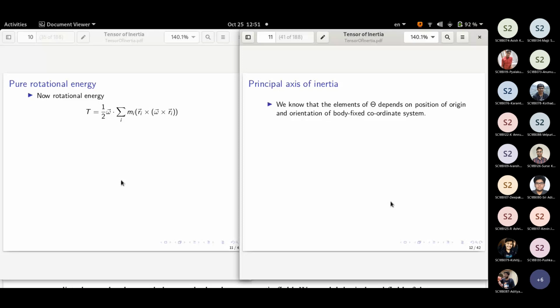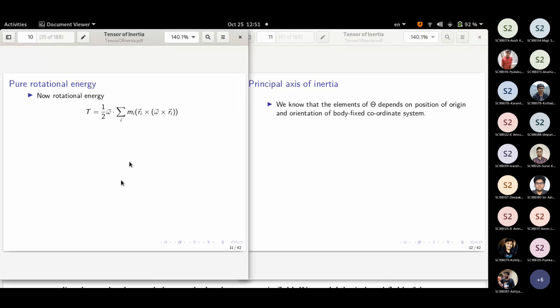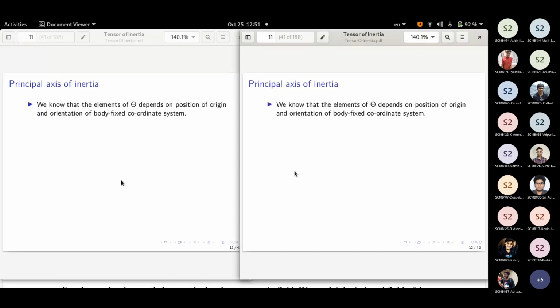So we are going to define a few more concepts today by looking at the tensor of inertia matrix. Basically, we are trying to understand what this is. We right now know that we construct the tensor of inertia matrix by choosing a coordinate system. So depending on the position and the orientation of the body fixed coordinate system, the tensor of inertia matrix will change.